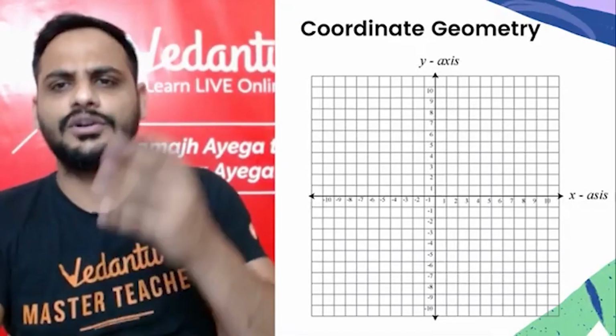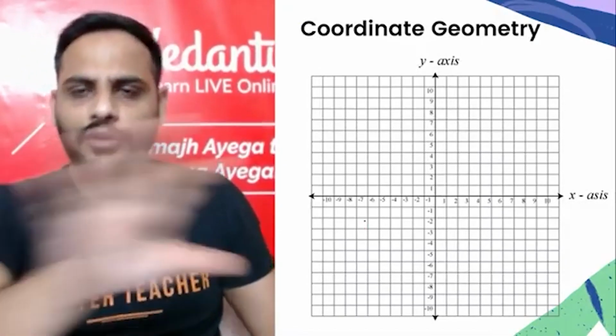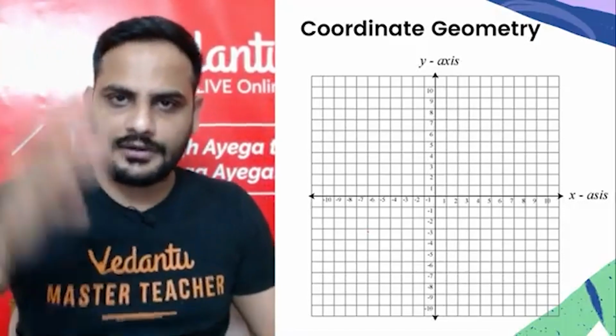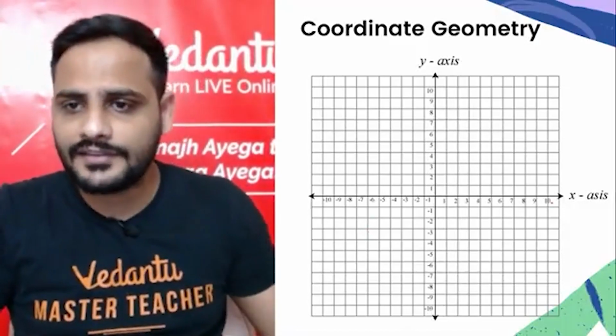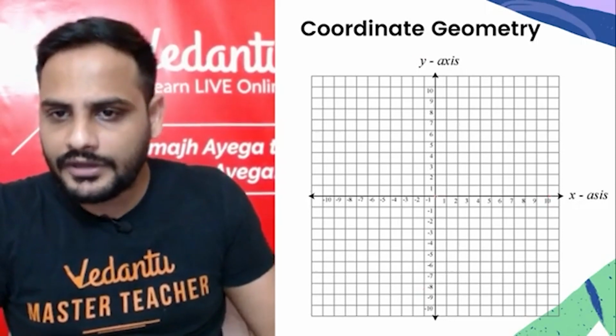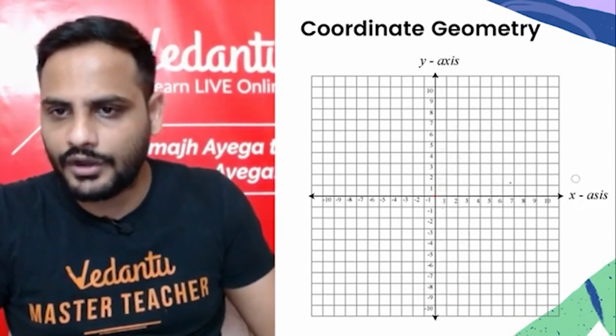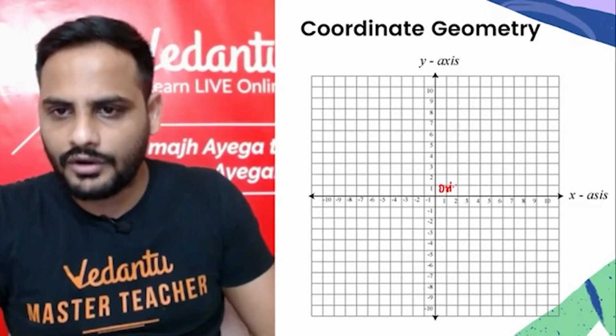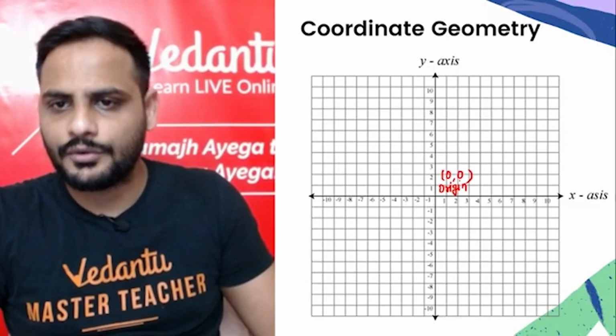So we all of us know coordinate geometry. So Cartesian plane in which you draw the graphs. X-axis is the horizontal axis, y-axis is the vertical axis. The point where these two intersect is called origin. It is called origin and its coordinates are 0, 0.